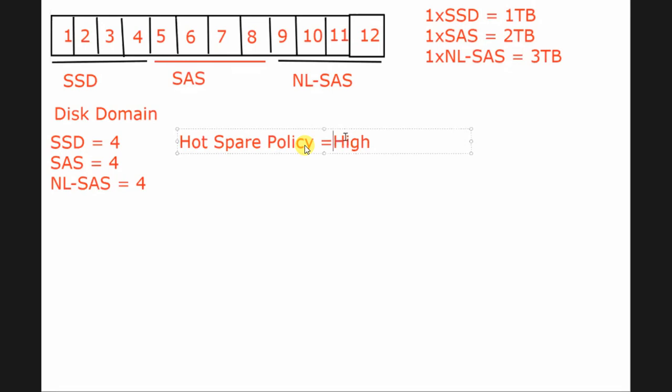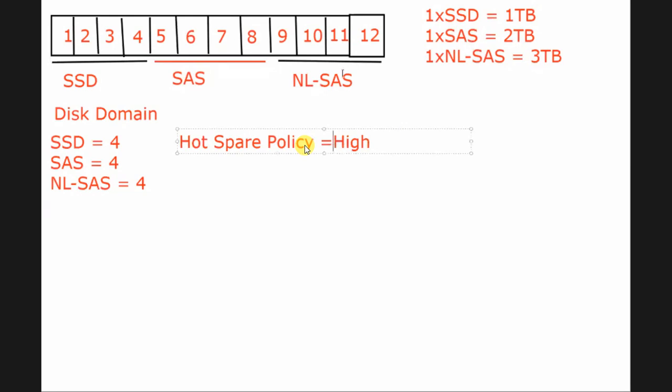So if you want to know the exact number, the size of the disk that is going to be consumed, later I will show you when we do the configuration. You will see when you go into the hot spare policy, they will show you a table over there. If you put in how many disks over here, and if you select high, how much disk size you will take out from here.